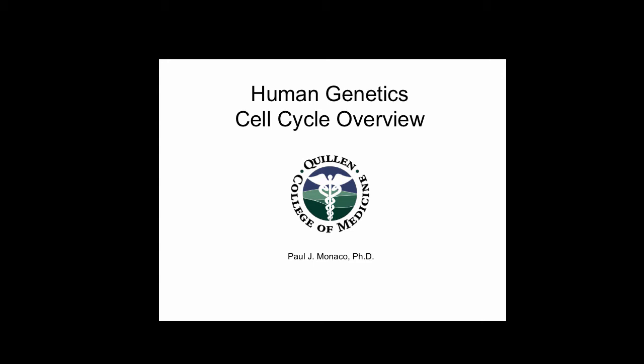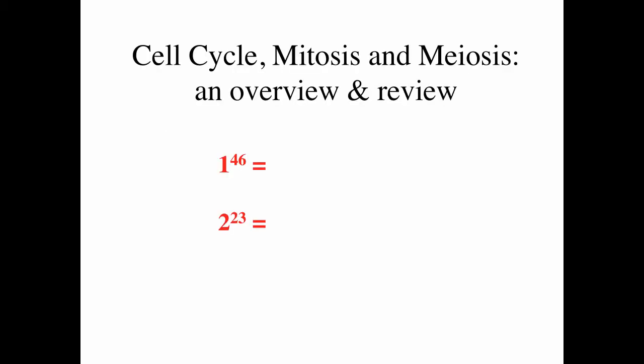This podcast will be an overview of the cell cycle, and then we'll do a brief podcast on mitosis and another brief podcast on meiosis. Whenever I talk about the cell cycle, I like to start with this very simple slide and just ask the question, what is 1 to the 46th power and what is 2 to the 23rd power? I ask this question because it's a good, simple way to understand the difference between mitosis and meiosis.